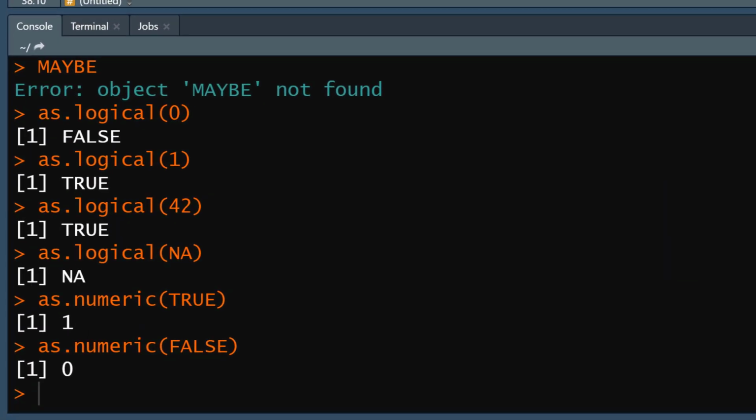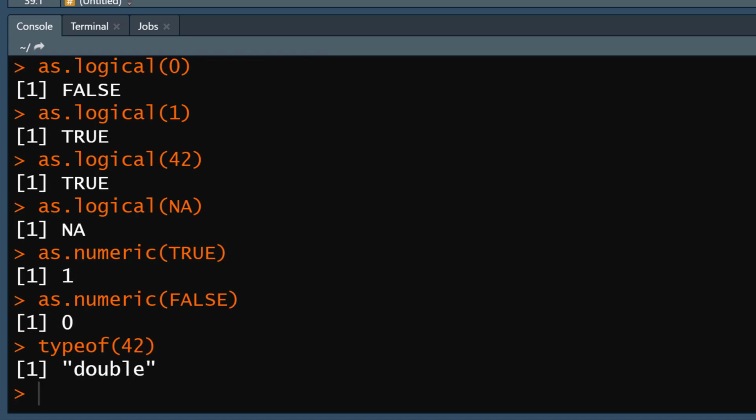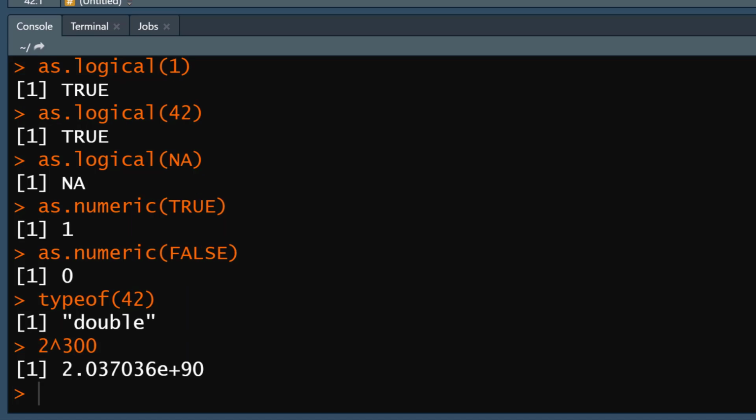By default, all numbers in R are treated as doubles. So if I try and take the number 42 and see what type of data it is, R tells me it's a double. Floating point numbers can be really large. So for example, here I'm going to type in 2 to the 300th power. And you can see that R computes that for me. And that tells me it's a number somewhere around 2 times 10 to the 90th power. Note that when R wants to represent a number in scientific notation, it always uses the E to represent the exponent part of a number. So the way you interpret this number is that it's 2.037036 times 10 to the 90th power.